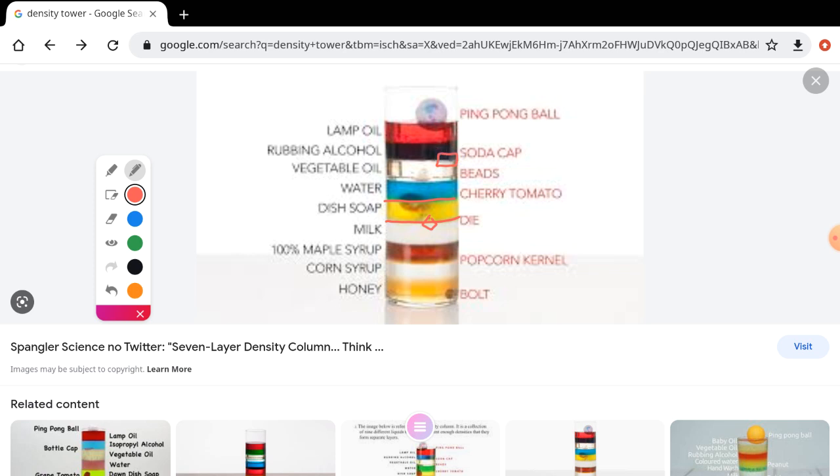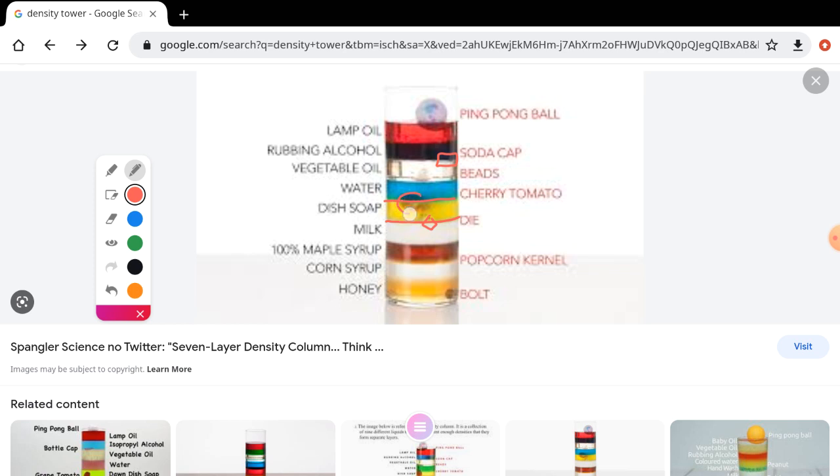So rubbing alcohol, what did you say about the soda cap? It's like the same density as... Okay, it's not the same. It's probably just slightly, the soda cap is probably a little bit more dense because it's floating right at the bottom of it.